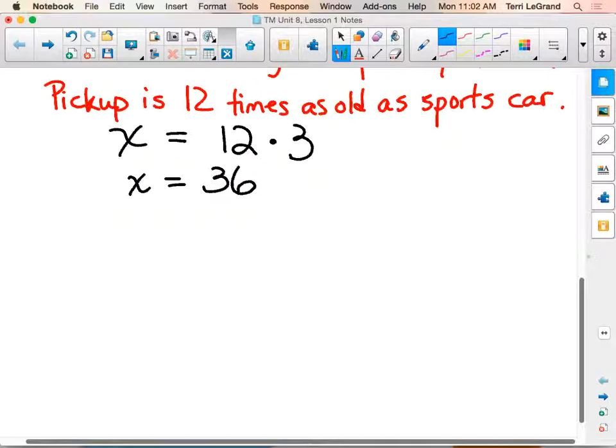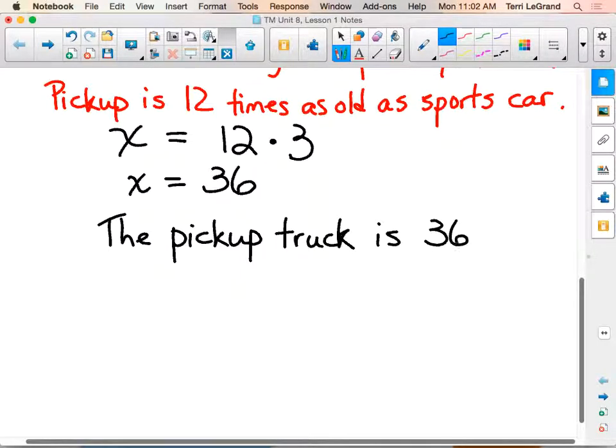So what does that tell us? What are you going to write for a sentence in this one? Kaden? The pickup truck is 36 years old. The pickup truck is 36 years old.